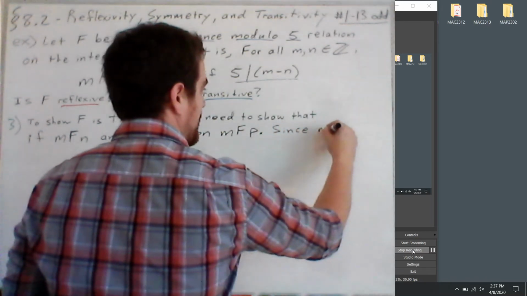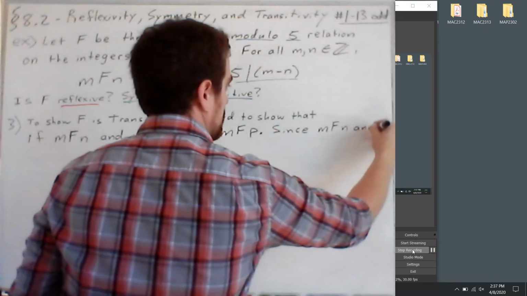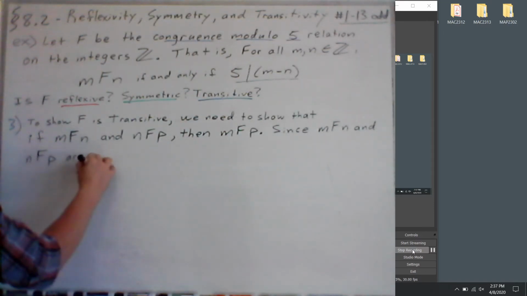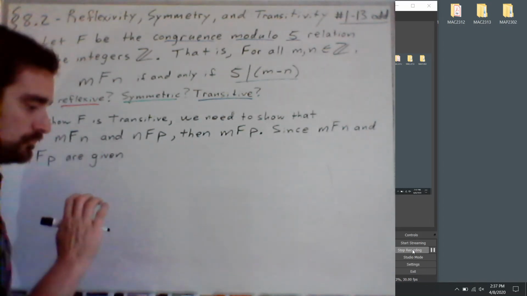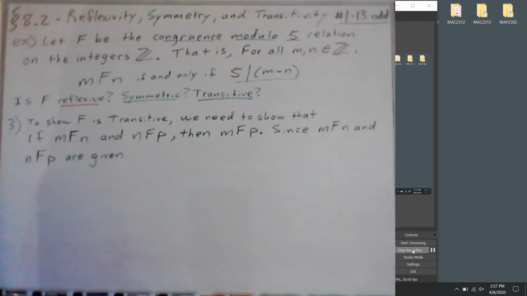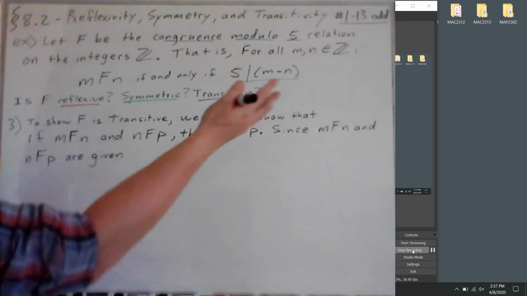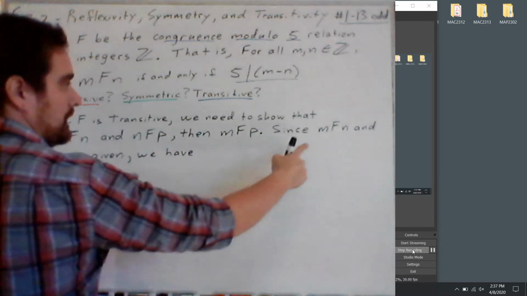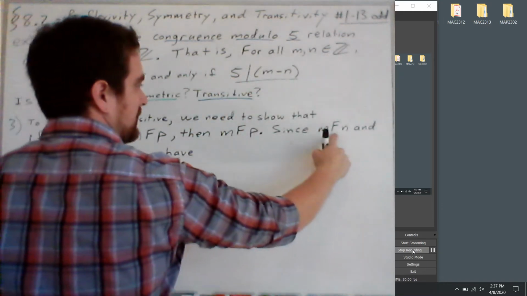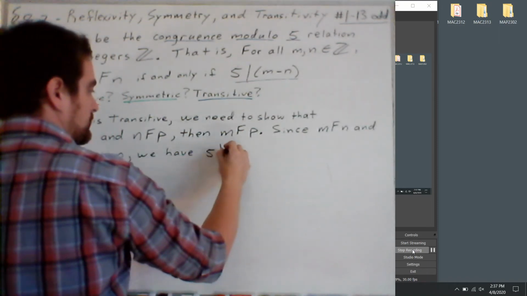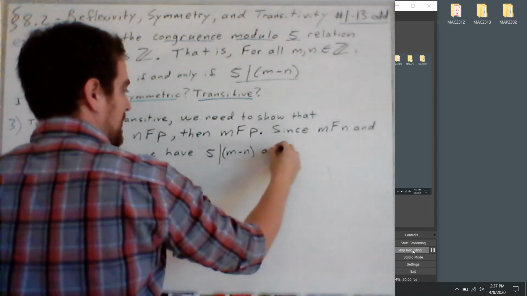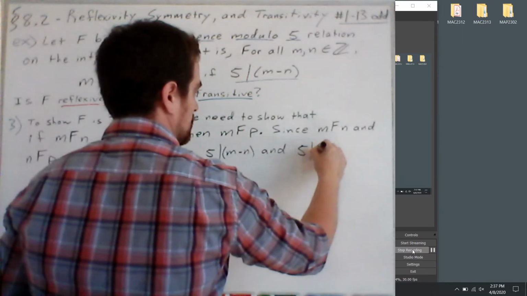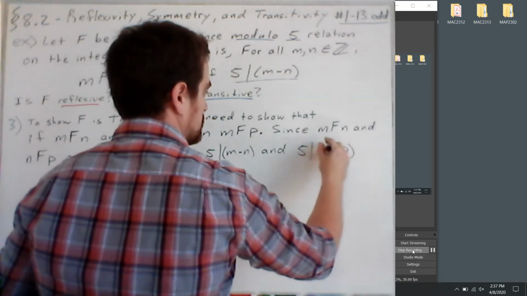Well, since mFn and nFp are given, we're given that this happens and we need to show that the result is mFp. Since we have this, we have that 5 divides the difference m minus n, and 5 divides the difference n minus p. That's just coming from the definition of the relation that they gave us.